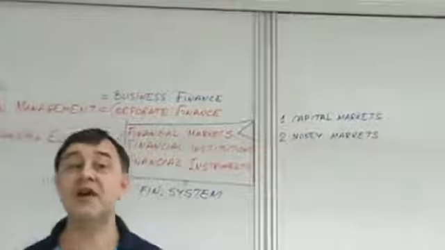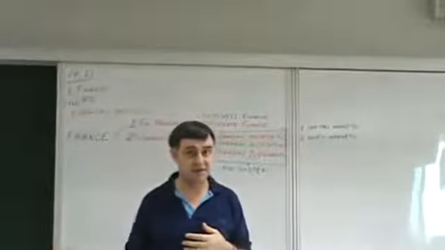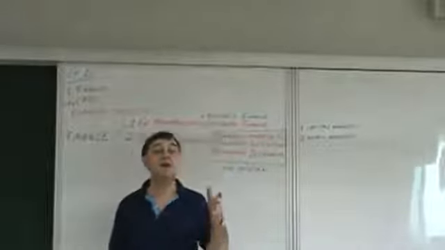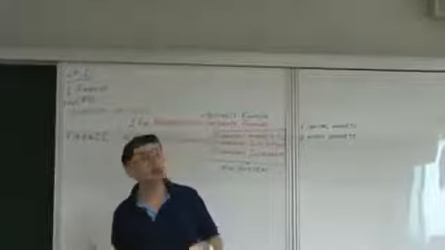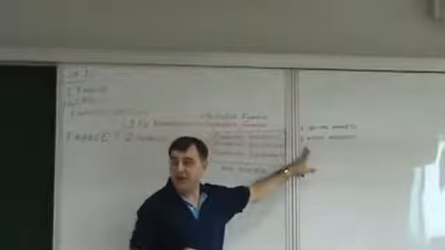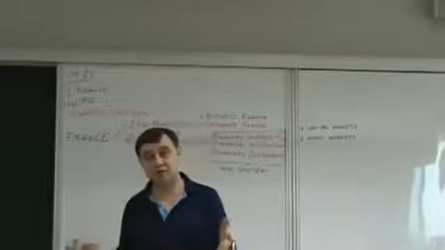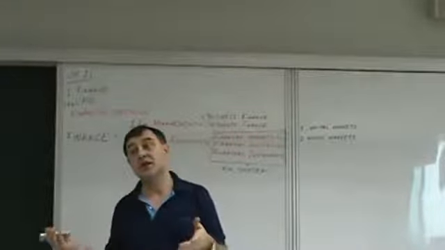Capital market is a market for long-term instruments, long-term meaning maturing in more than a year. And money market is a financial market for short-term instruments, those that mature within 1 year.